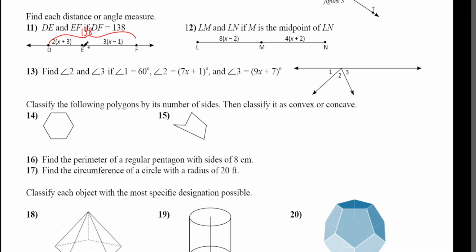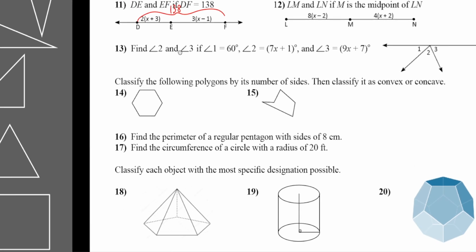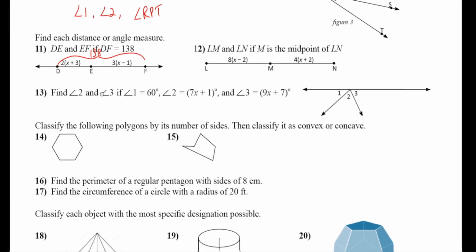Is this in the middle? No, we don't know it's in the middle, right? So we don't know it's the midpoint, so we can't say that. So I can't set them equal to each other. I do not know that this and this are equal to each other. Agreed? But what do I know? What can I do here? That's right. DE plus EF equals 138. Perfect.